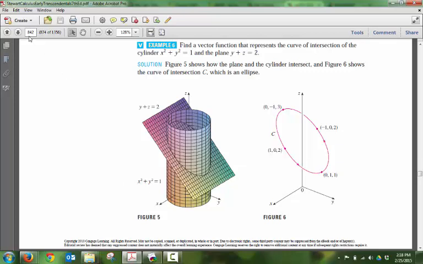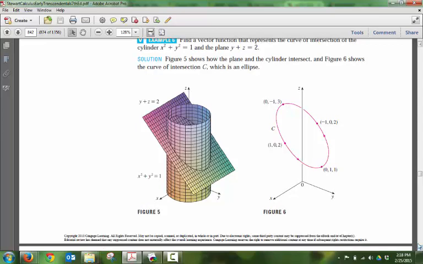This is on page 842, I think, in your book, where you have an intersection of a cylinder and a plane, and then you're asked to find the equation, or a vector function in this case. If you're able to find a vector function, then you should be all good. The process is to first note that you're dealing with a circle on the XY plane, and then your Z is simply going to be based on the plane.